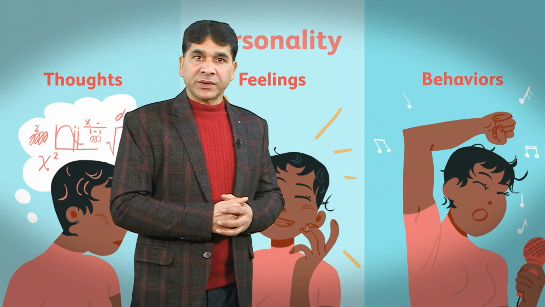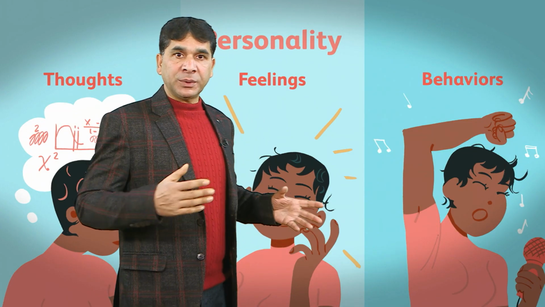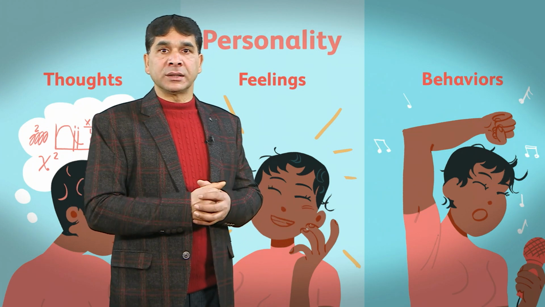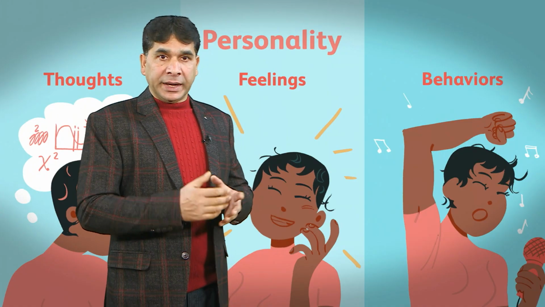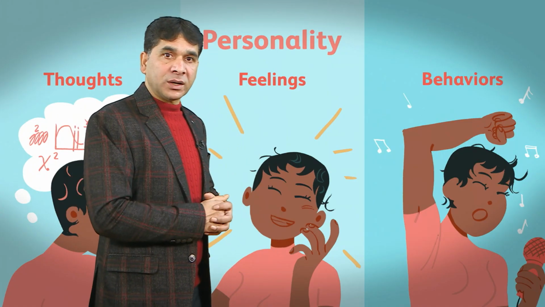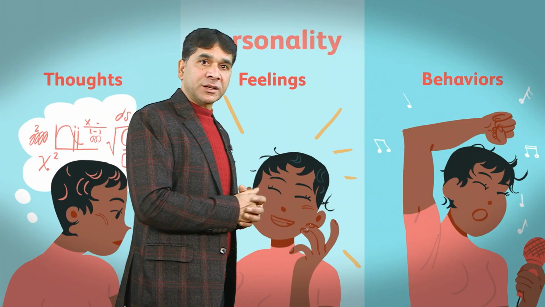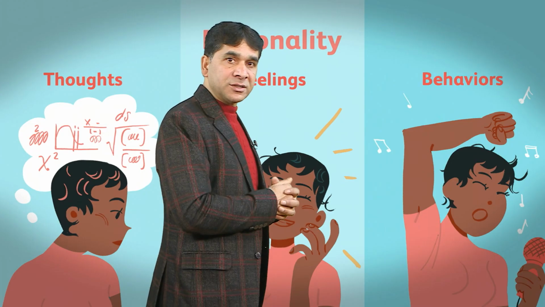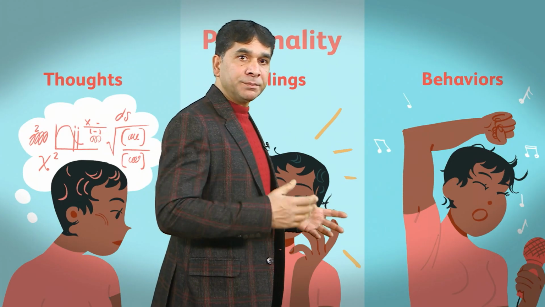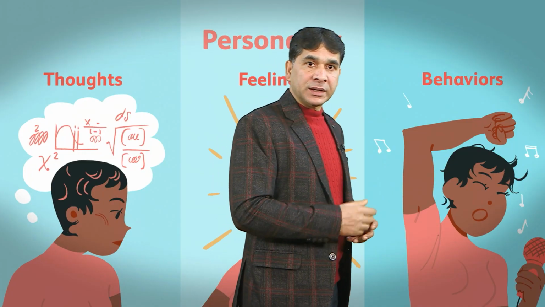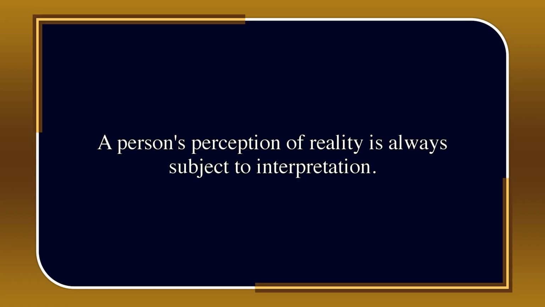It means people are free to choose constructs. People are exploring alternative ways of understanding things. As a doctrine, constructive alternativism asserts that all present interpretations of the universe would be changed if people simply saw things differently. In fact, a person's perception of reality is always subject to interpretation.